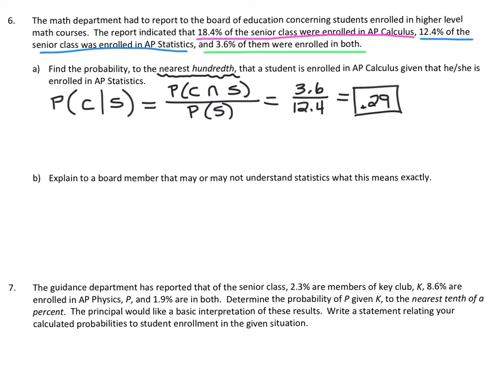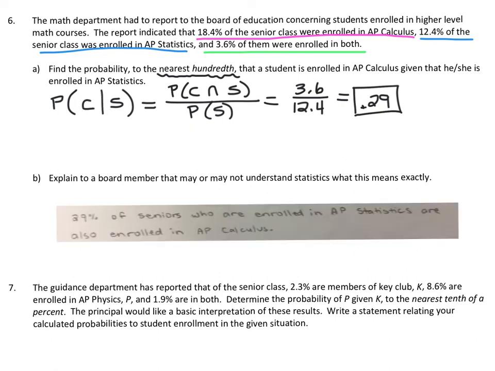Okay, so part B: explain to a board member that may not understand statistics what this means exactly. Basically we're given statistics, right? So we want to find the probability that if a student is in statistics, they also take AP Calc. So we could say 29% of the seniors who are in AP Statistics are also enrolled in AP Calc. Okay, so there we go. 29% of seniors who are enrolled in AP Stats, that's the given category, are also enrolled in AP Calculus.